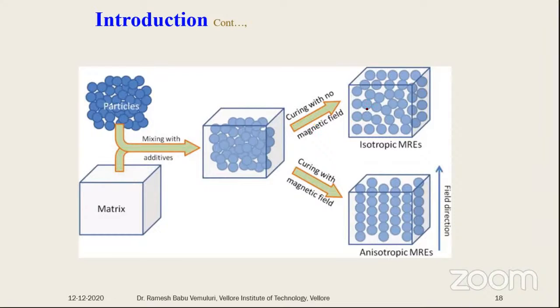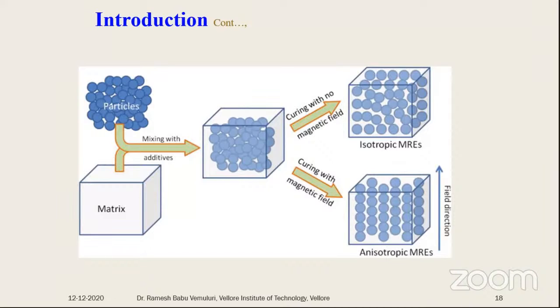If you don't use any magnetic field while curing, then it is called the isotropic MREs, and curing with the magnetic field, it's called the anisotropic MREs. Whereas in the magnetorheological fluids, the procedure will stop here. With MRE, there is one more step, for the isotropic MRE and the anisotropic MRE. Whereas in the magnetorheological fluid, there is no chance of anisotropic or isotropic. It's completely isotropic only.